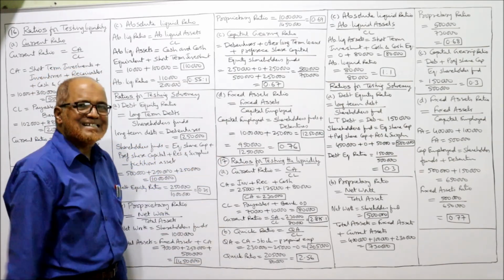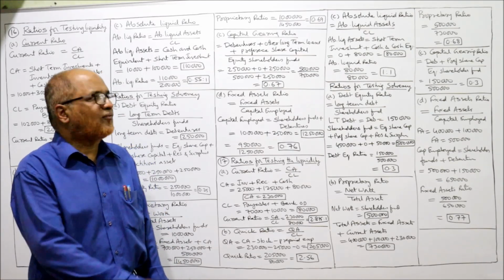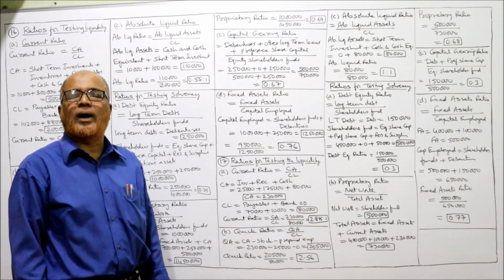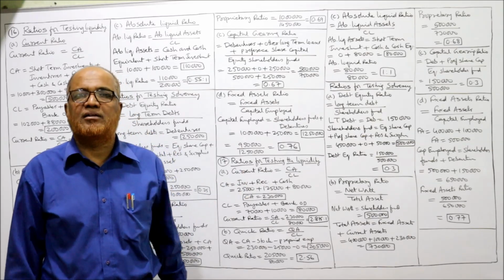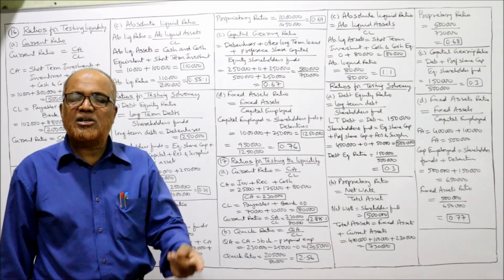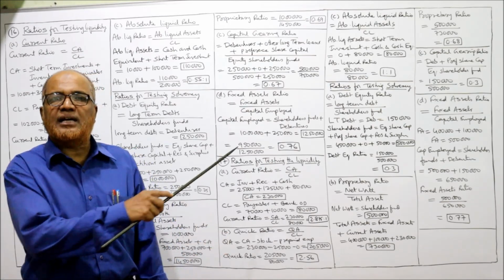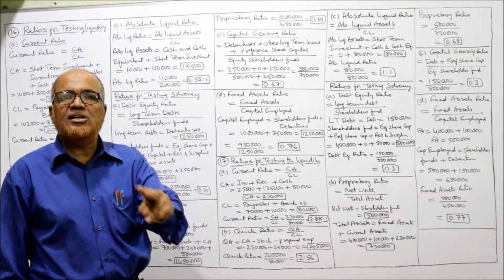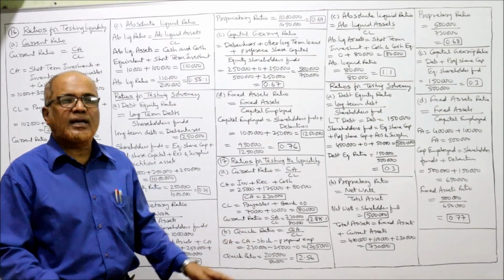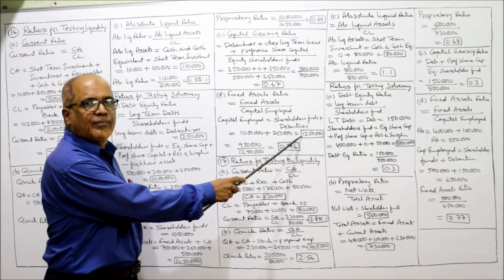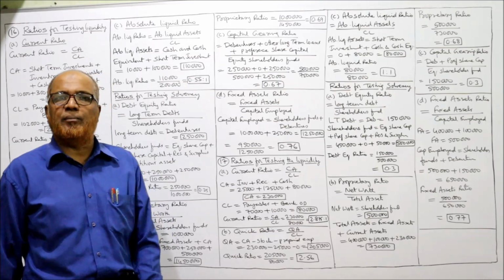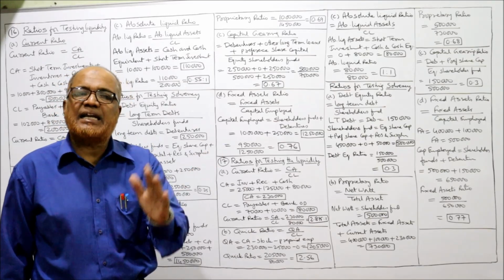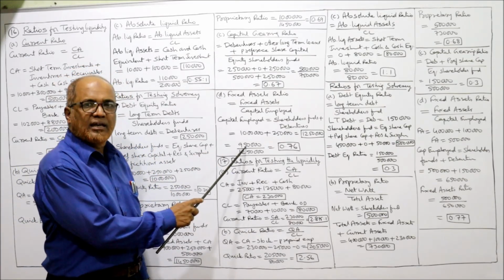Next comes the fixed assets ratio. The formula is fixed assets by capital employed. Capital employed means shareholders fund plus long-term debt. Shareholders fund is 10 lakh and long-term debt is 2,50,000, so total capital employed is 12,50,000. Fixed assets are 9,50,000 as given in the problem, tangible and intangible fixed assets in total.